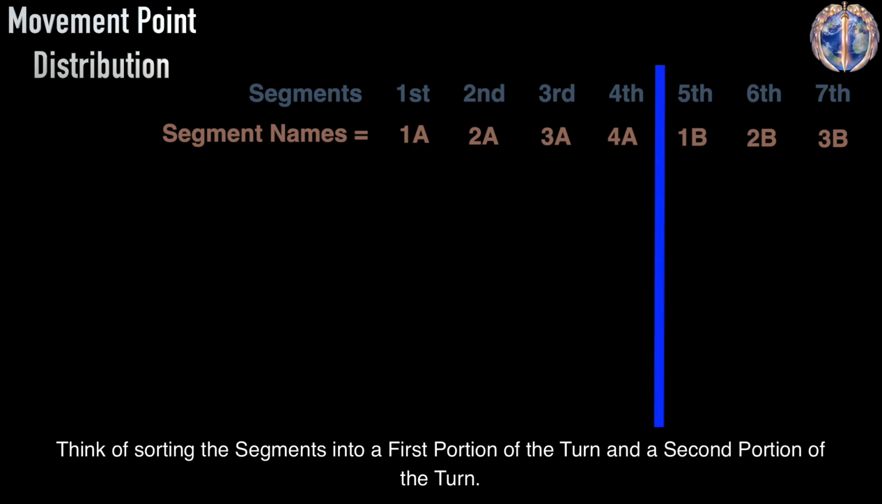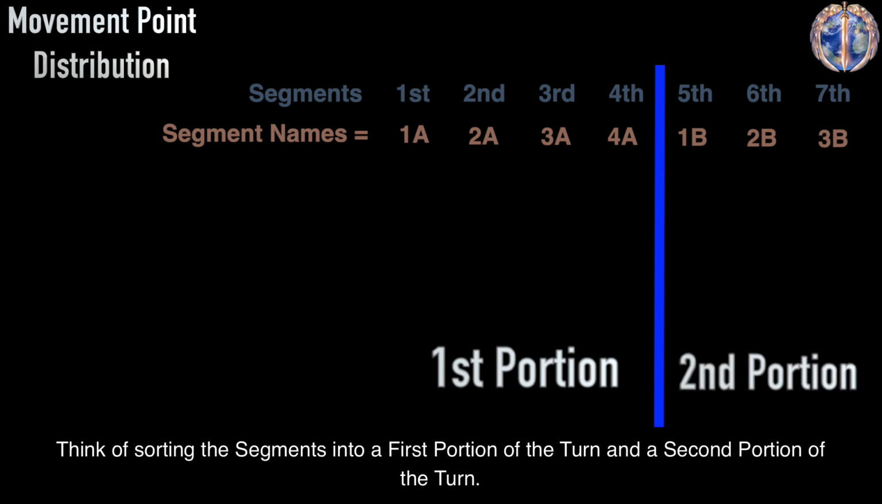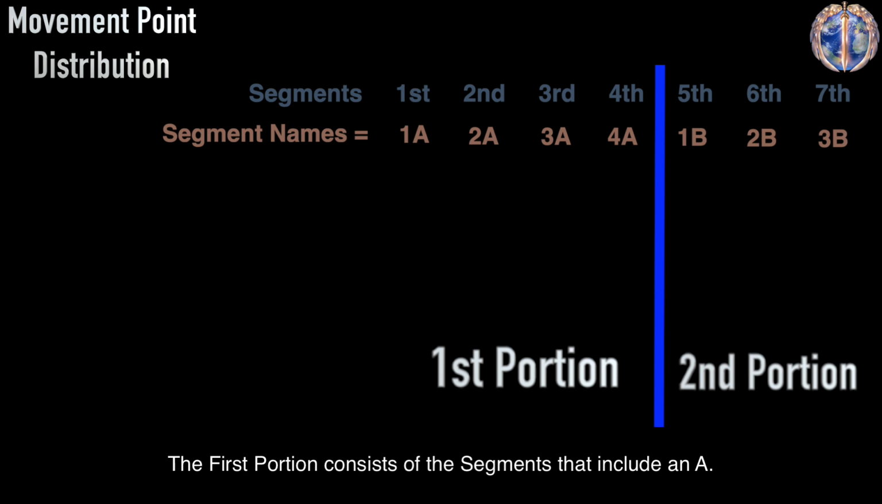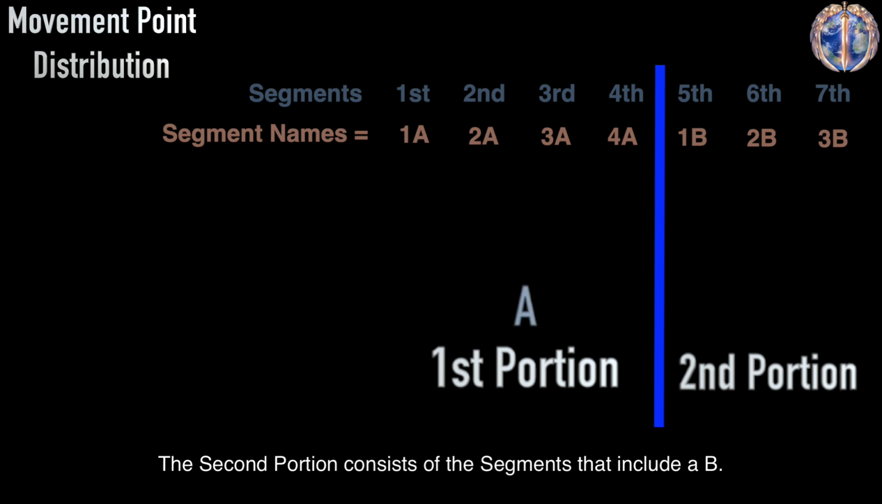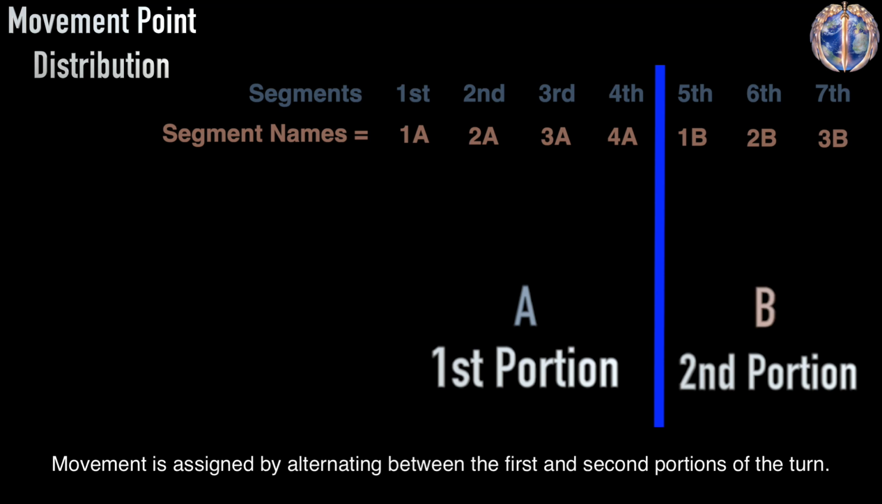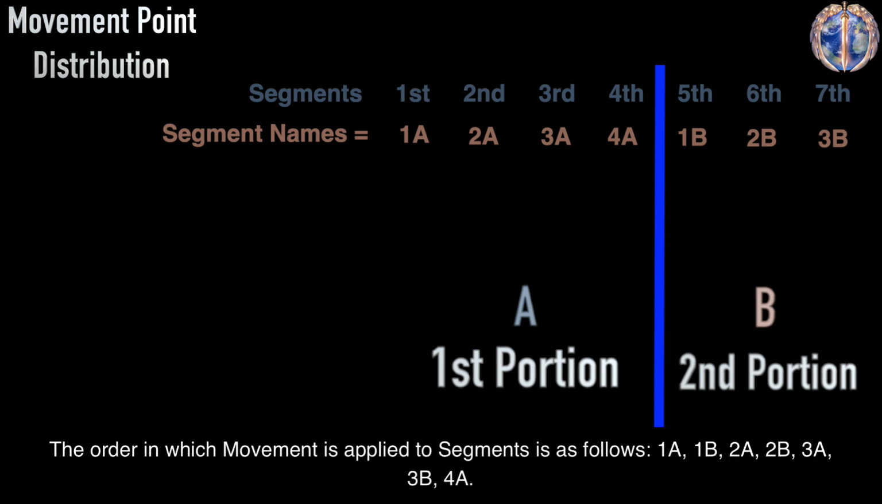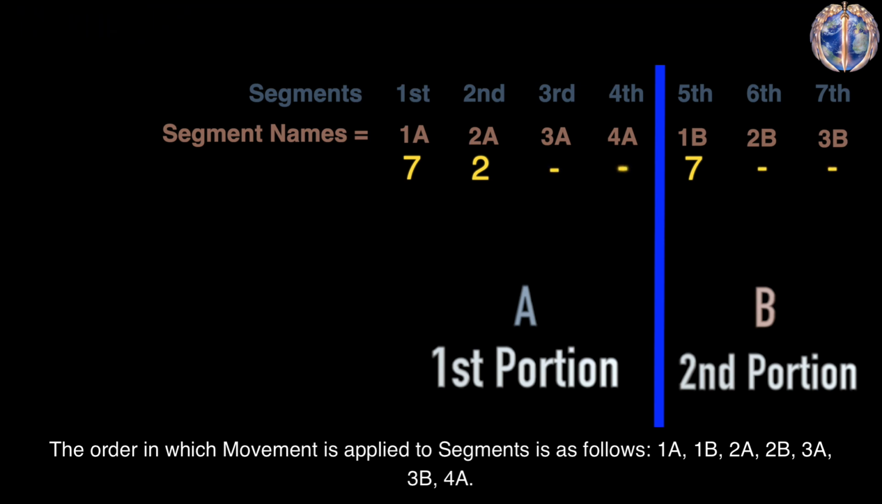Think of sorting the segments into a first portion of the turn and a second portion of the turn. The first portion consists of segments that include an A. The second portion consists of the segments that include a B. Movement is assigned by alternating between the first and second portions of the turn. The order in which movement is applied to segments is as follows: 1A, 1B, 2A, 2B, 3A, 3B, 4A.